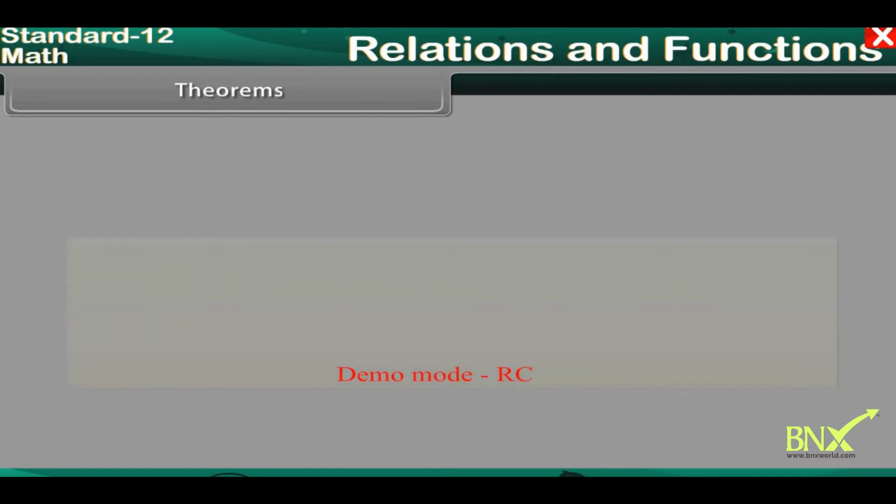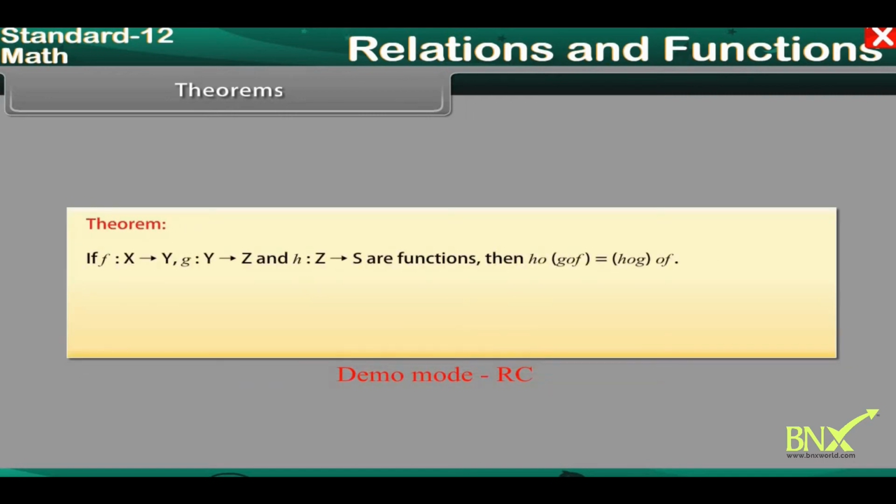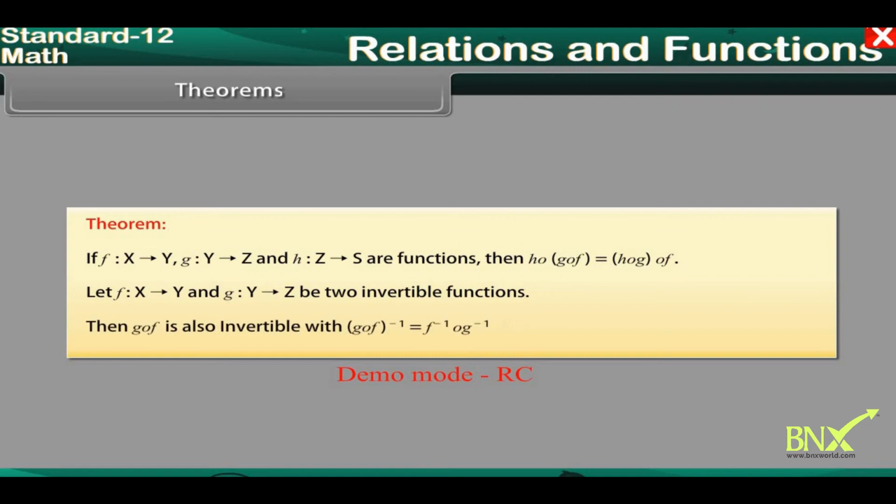Theorems. If functions f from X to Y, g from Y to Z, and h from Z to S are functions, then h∘(g∘f) is equal to (h∘g)∘f. Let functions f from X to Y and g from Y to Z be two invertible functions. Then g∘f is also invertible, with inverse of g∘f equal to f inverse ∘ g inverse.